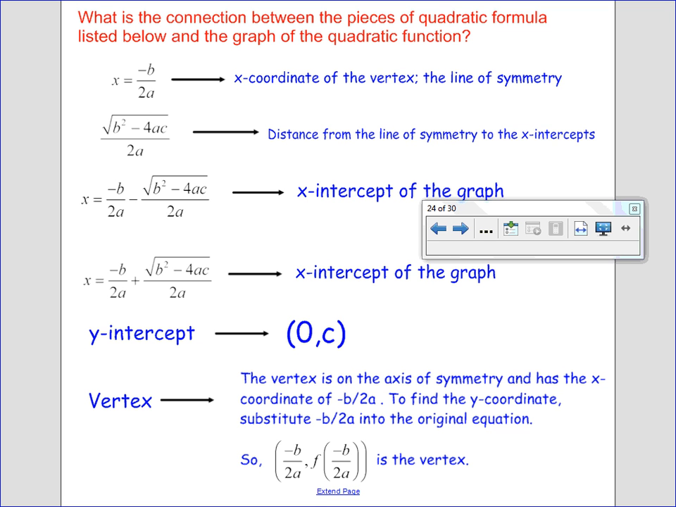So if x is the opposite of b over 2a, then f of opposite of b over 2a, that is the y function rule evaluated at x value of the vertex, will give me the corresponding y-coordinate of the vertex. So opposite of b over 2a paired with my function rule evaluated at opposite of b over 2a gives me the coordinates of the vertex. That's pretty sweet. Now we're ready for the super cool picture that puts it all together.